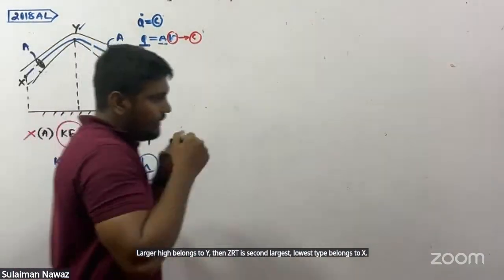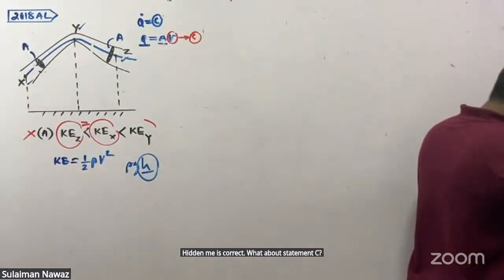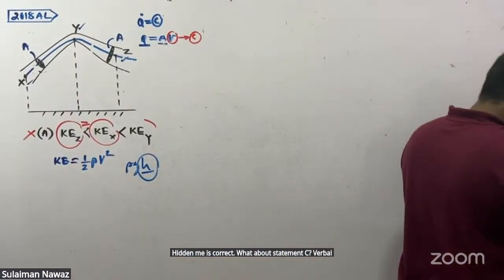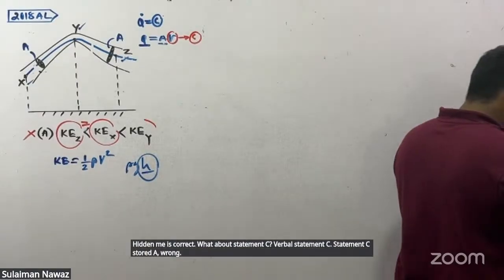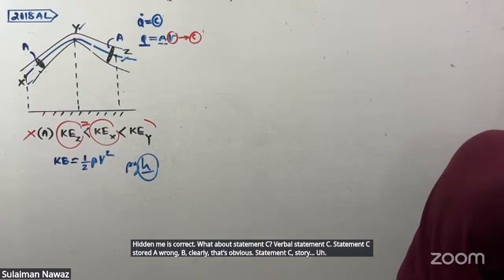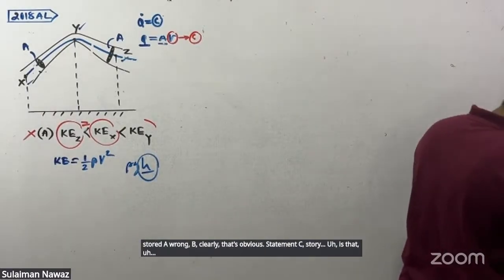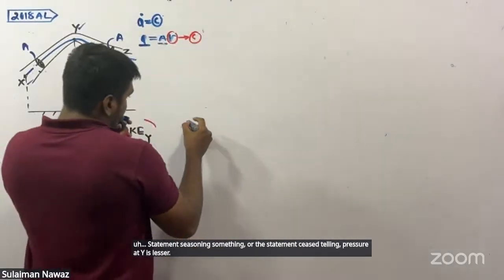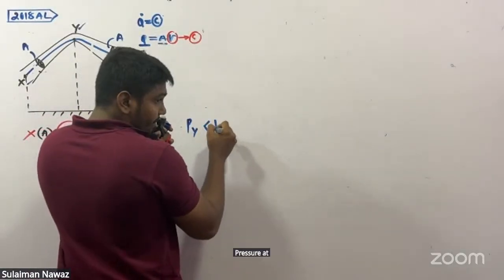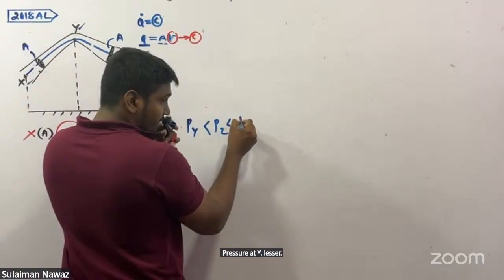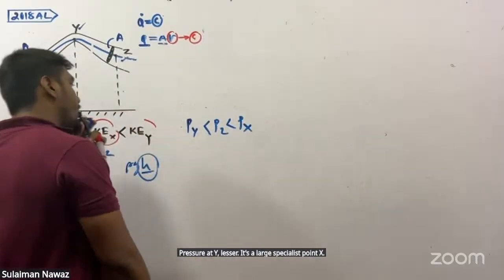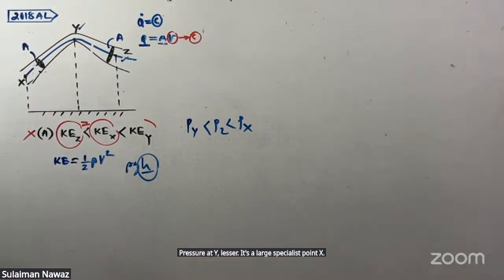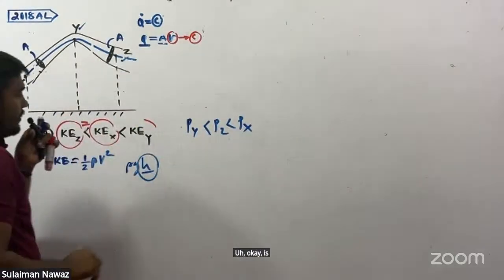Statement B is correct. What about statement C? A is wrong, B is correct, that's obvious. Statement C is telling that the pressure at Y is lesser, and the largest pressure is at point X. Okay, Z and X. Look here.